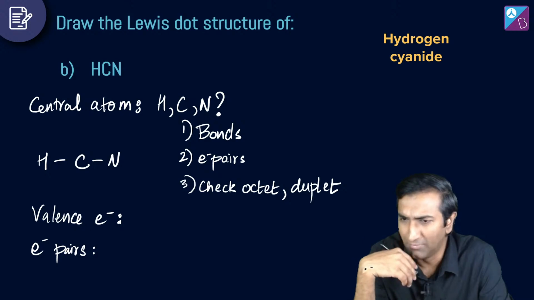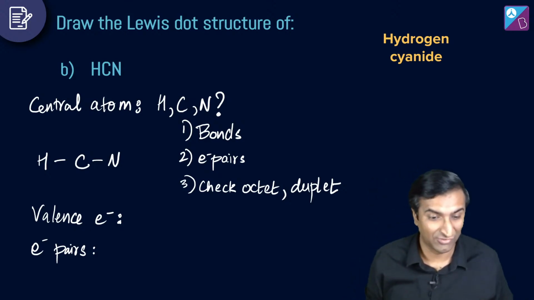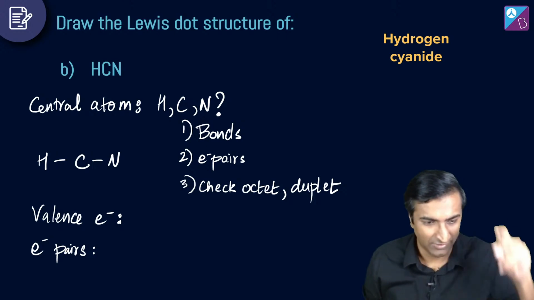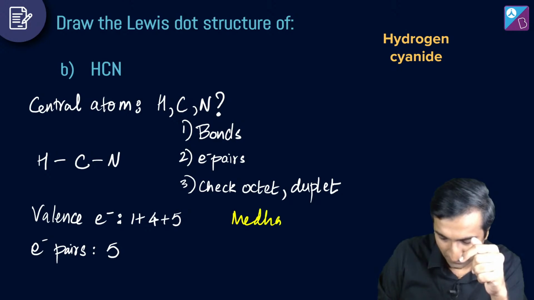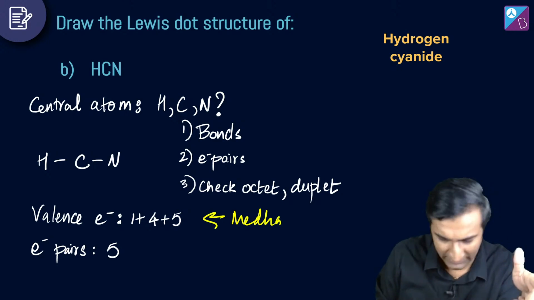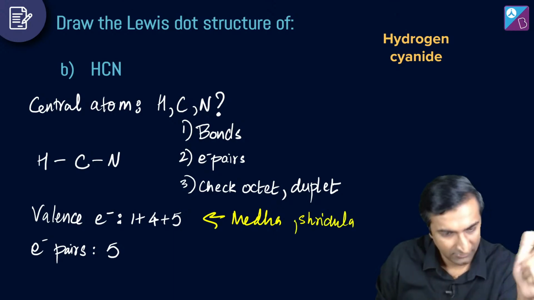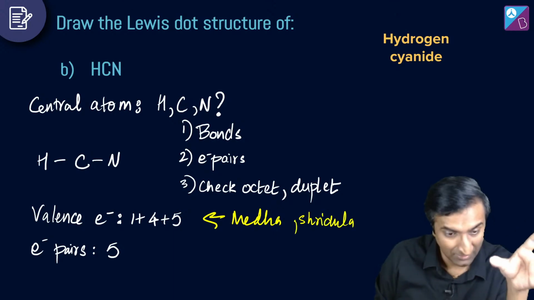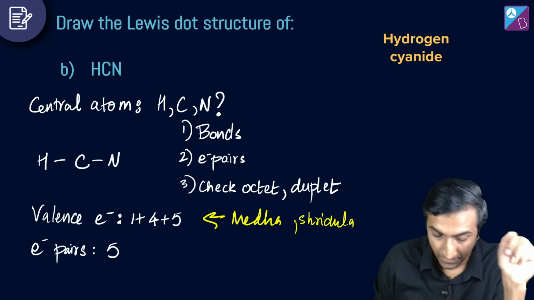I think this one is doable, right? There's no charge here. If there is a charge, what will happen? I'll tell you in the next question. 5 on N, 4 on C, 1 on H. I agree with Medha, absolutely. Does anybody also say this? Yes, Shridula also says this. Shridula also says 10. So Shridula and Medha are saying that it's 10 and the electron pair is 5, which is half of that. Absolutely. Then what do we do?